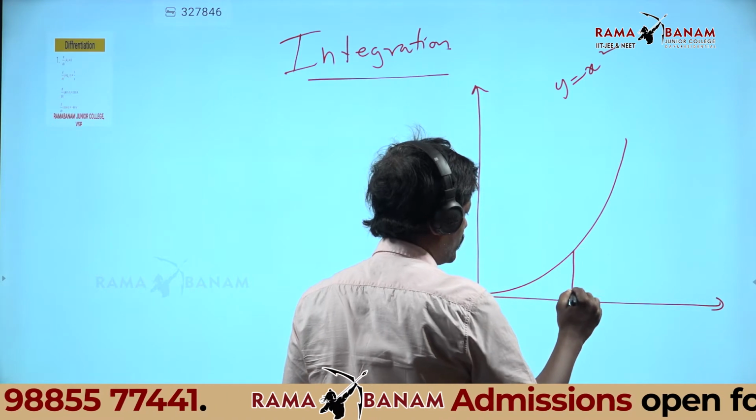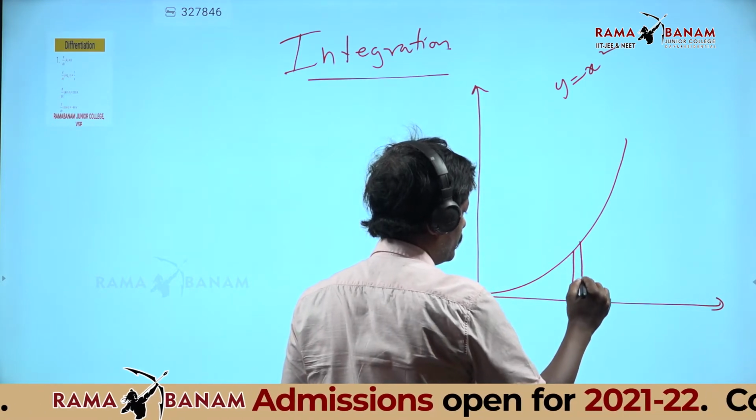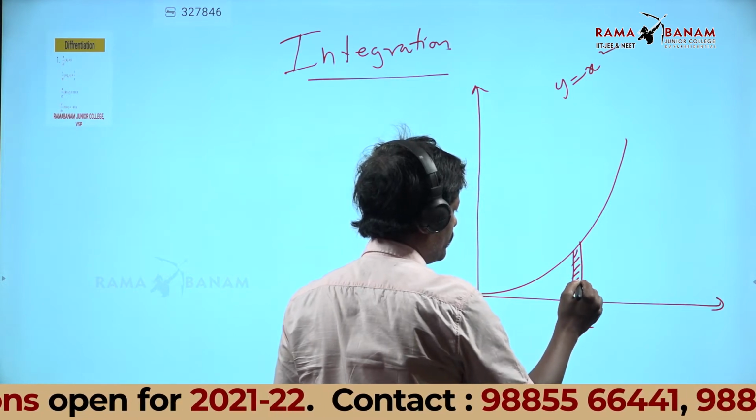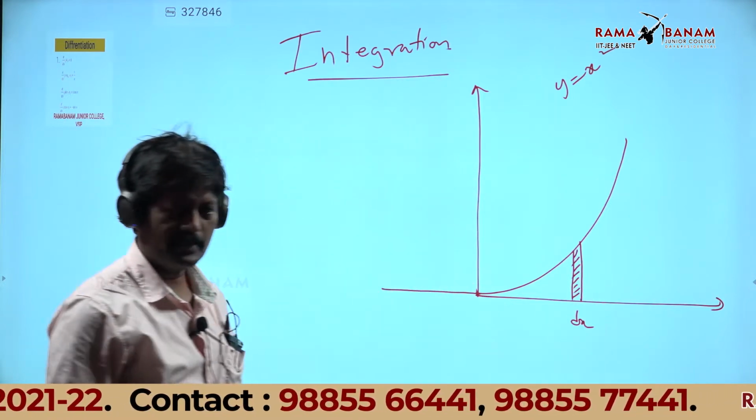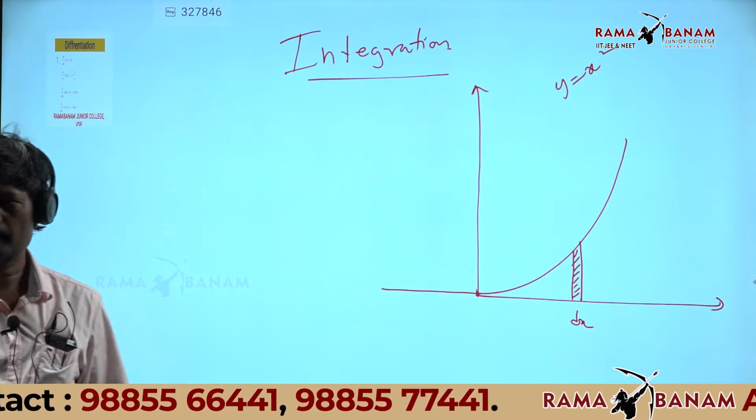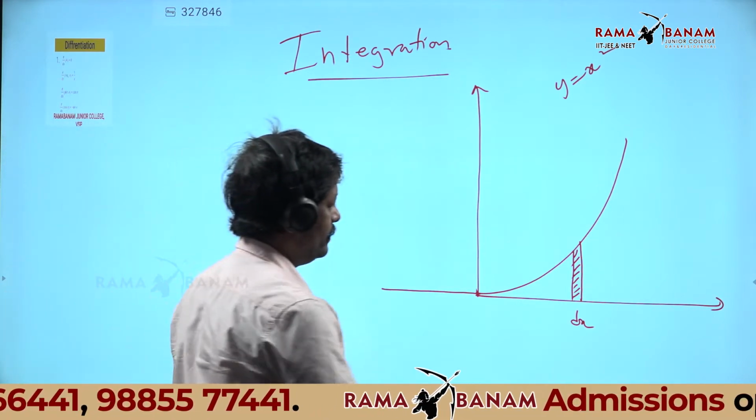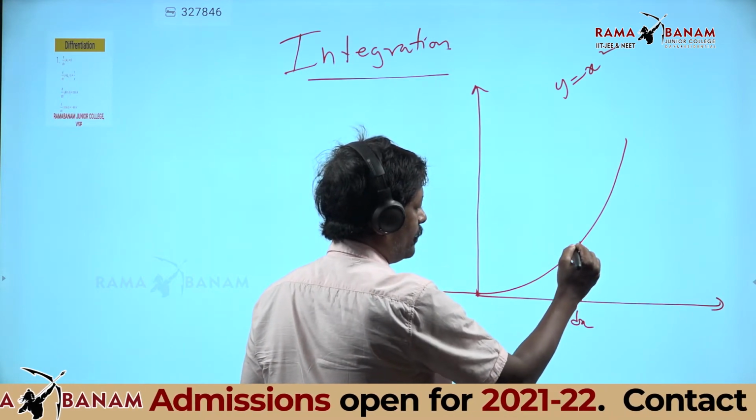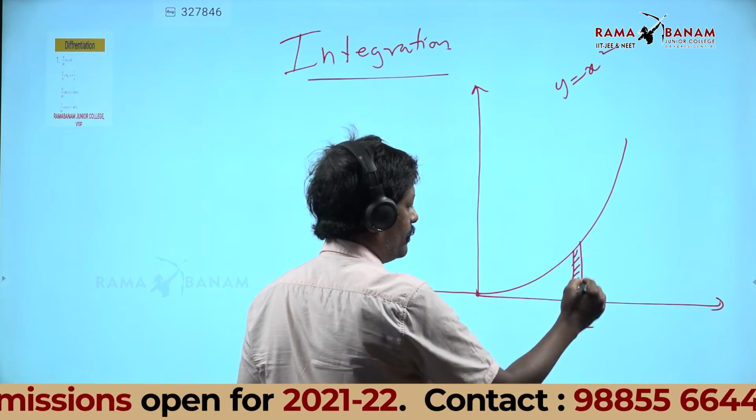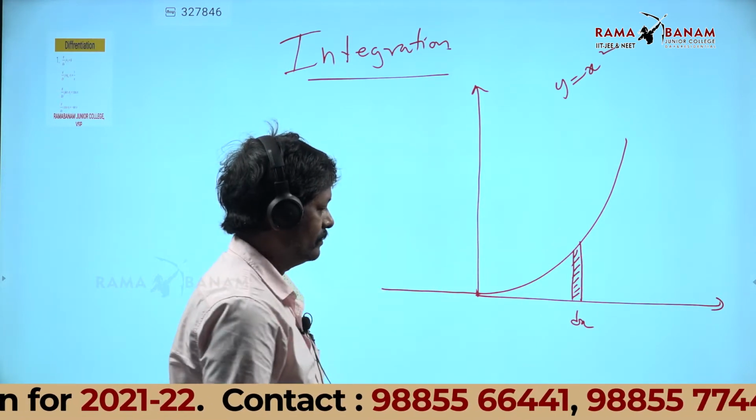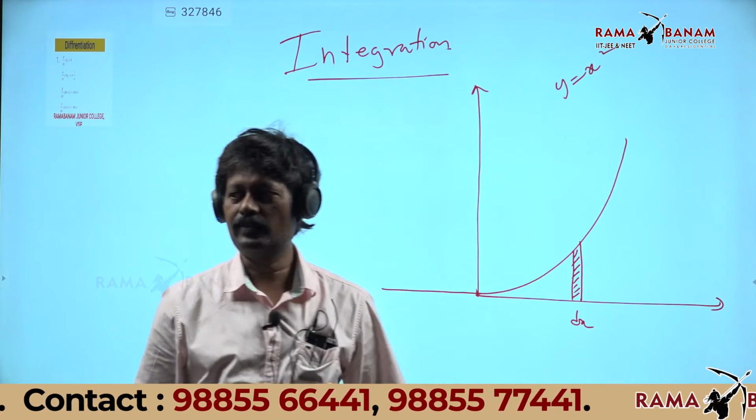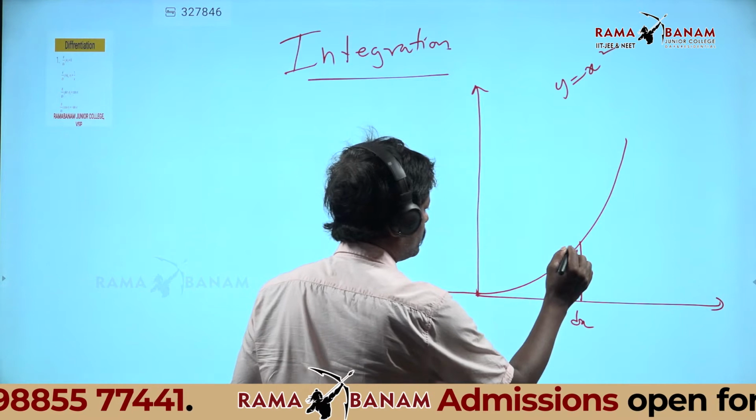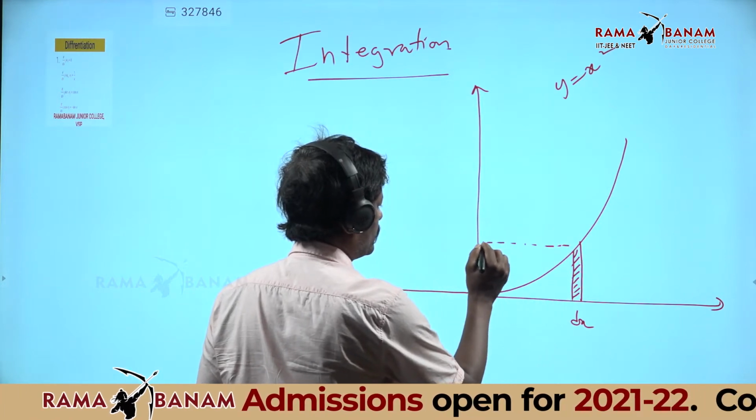Suppose I take a small strip here, dx, this is a small strip taken. Can I say it is a rectangle? Almost a rectangle. Only this part, a small bend is there, but never mind, we can call it a rectangle. dx is nothing but the width of the rectangle. And now this is y.